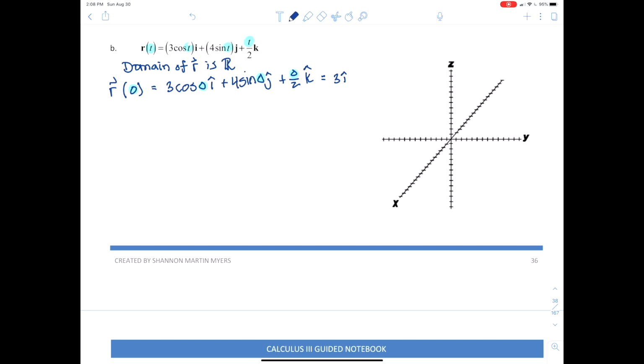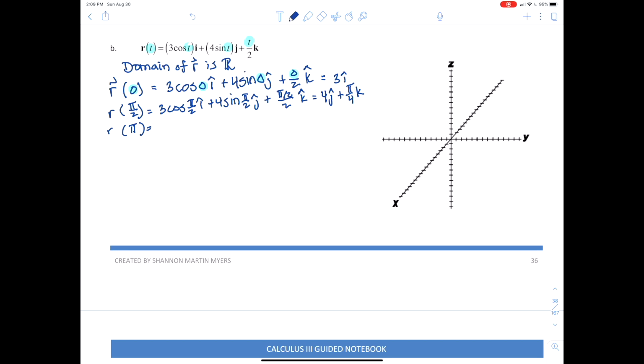All right, so now let's take a look at, I don't know, how about pi over 2? So r at pi over 2 is 3 times cosine pi over 2 times i plus 4 times sine pi over 2 times j plus pi over 2 times k. And that's going to end up being, the cosine function will zero out, right? And sine of pi over 2 is 1, so I believe we'll get 4j and then plus pi over 4 k. Good so far?